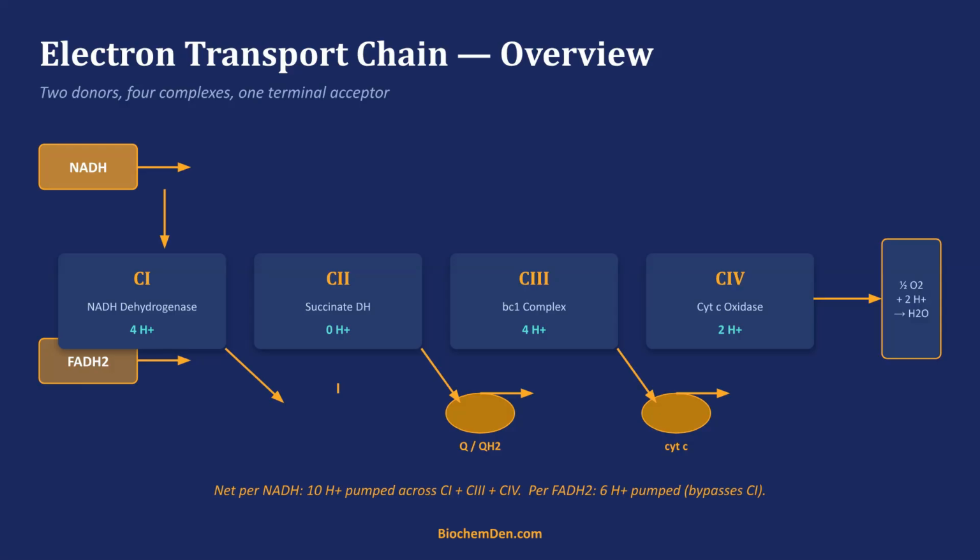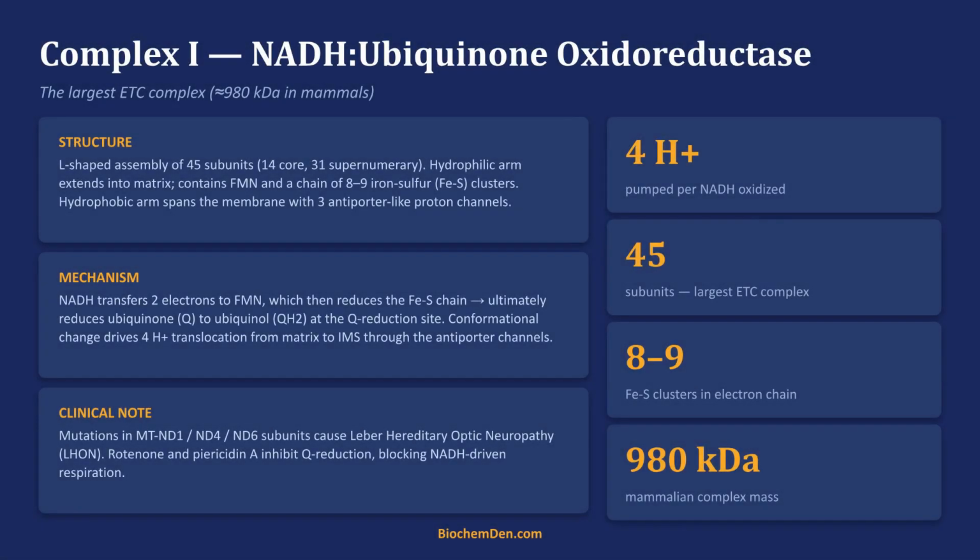This overview of the electron transport chain shows NADH and FADH2 feeding electrons through four complexes. Note how NADH contributes to a larger proton gradient than FADH2, which bypasses complex I. Complex I is the largest unit, responsible for NADH oxidation and pumping 4 protons into the intermembrane space. Its dysfunction is linked to conditions like Leber hereditary optic neuropathy.